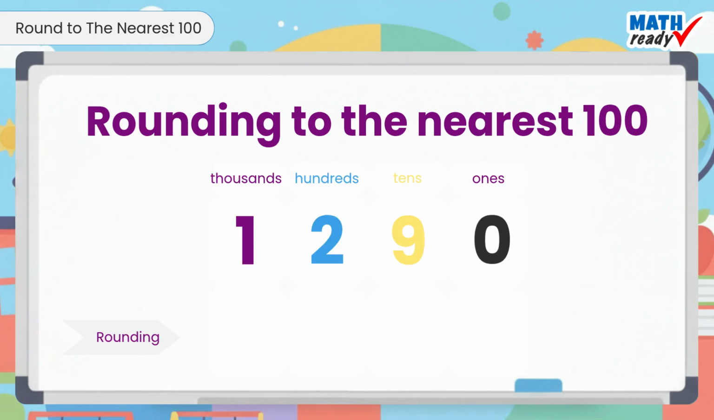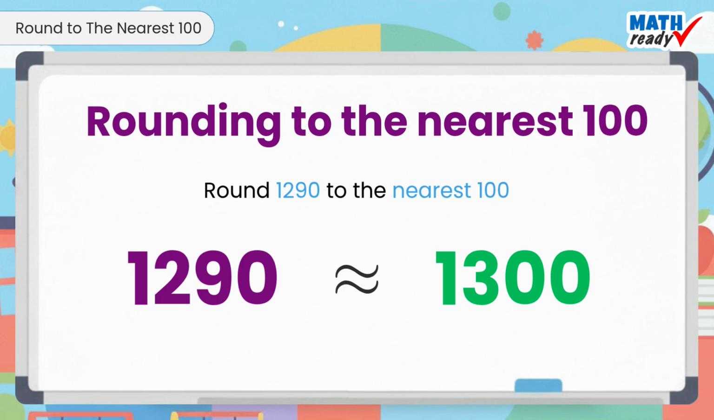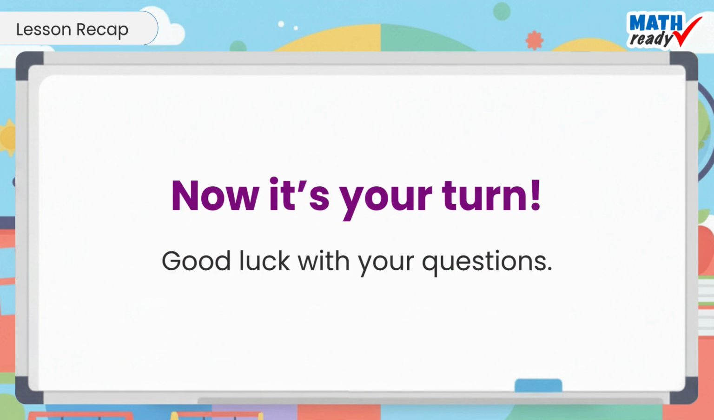The digit in the hundreds place goes from 2 to 3, and the tens and ones place digits become zeros. The thousands digit does not change. So, 1290 rounded to the nearest hundred is 1300. Now it's your turn.